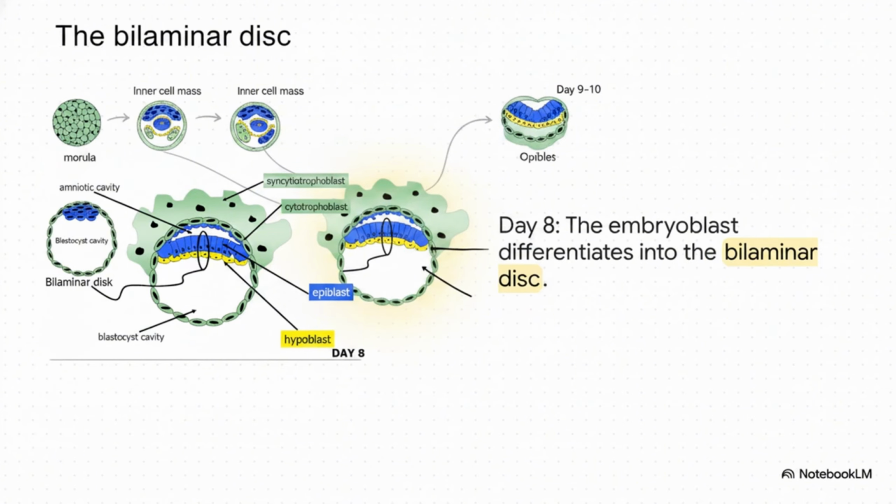At the same time, the outer cell mass, the trophoblast, also divides into 2. It forms an inner layer of single cells, the cytotrophoblast, and this outer, sprawling, multinucleated mass called the syncytiotrophoblast. And hey, notice that little space starting to form inside the epiblast? That's the very beginning of the amniotic cavity.